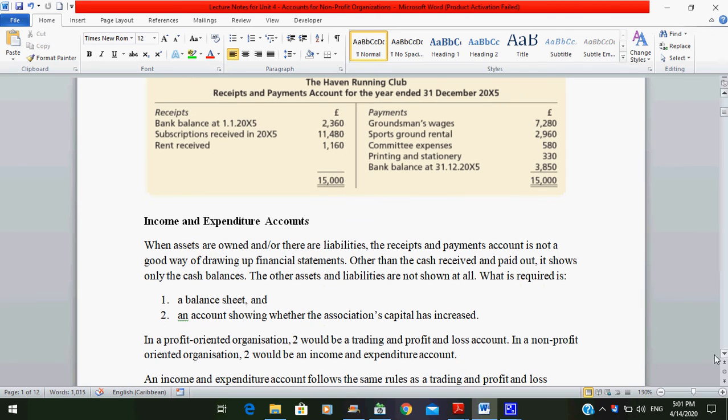When assets are owned and or there are liabilities, the receipts and payments account is not a good way of drawing up financial statements. Other than the cash received and paid out, it shows only the cash balances. The other assets and liabilities are not shown at all. What is required is a balance sheet and an account showing whether the association's capital has increased or not.